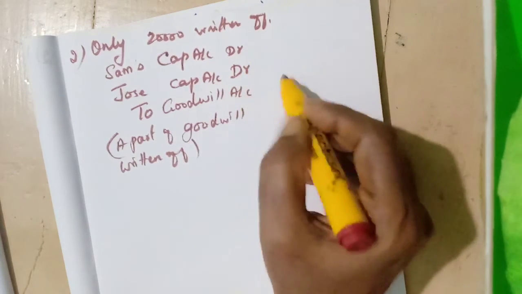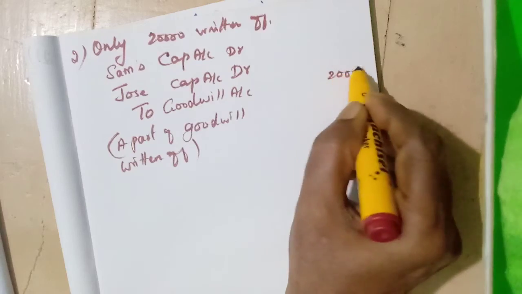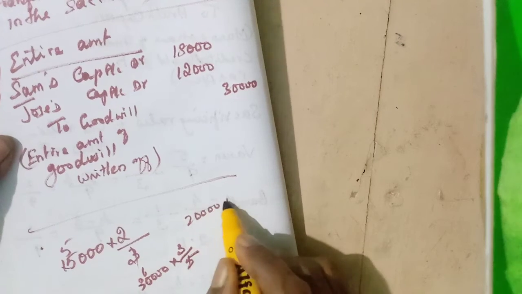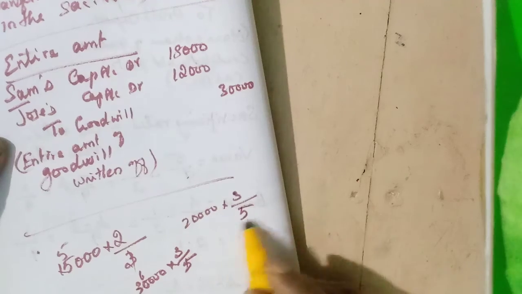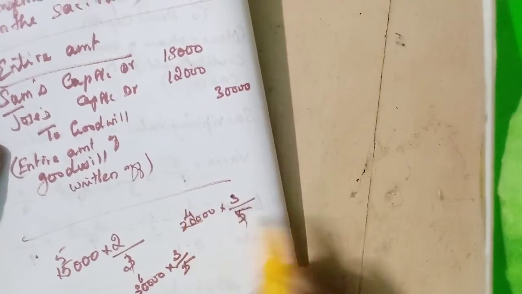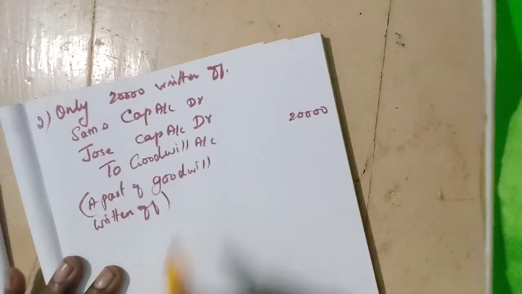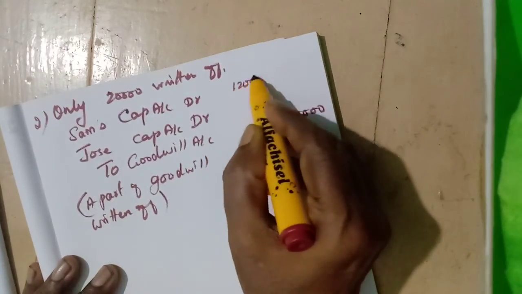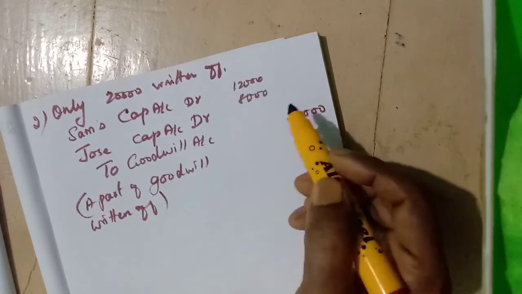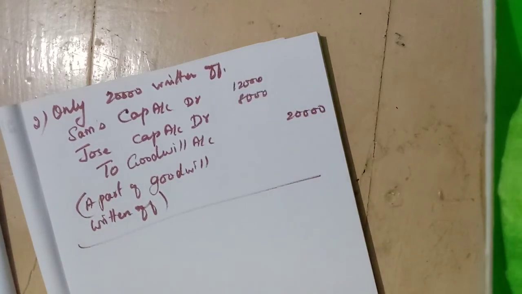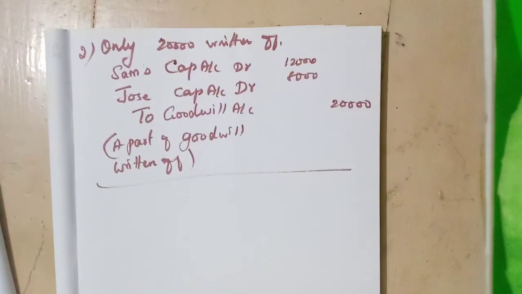How much? Goodwill 20,000. Now we calculate 20,000 for the first partner, 3 by 5. 5 means 4, 4,000 into 3, 12,000. So 12,000, and 8,000. We deduct that 12,000 from 20,000 and get 8,000. Okay, students, entry is over. These entries you have to write or copy down in your classwork notebook. Okay, students, thank you very much.